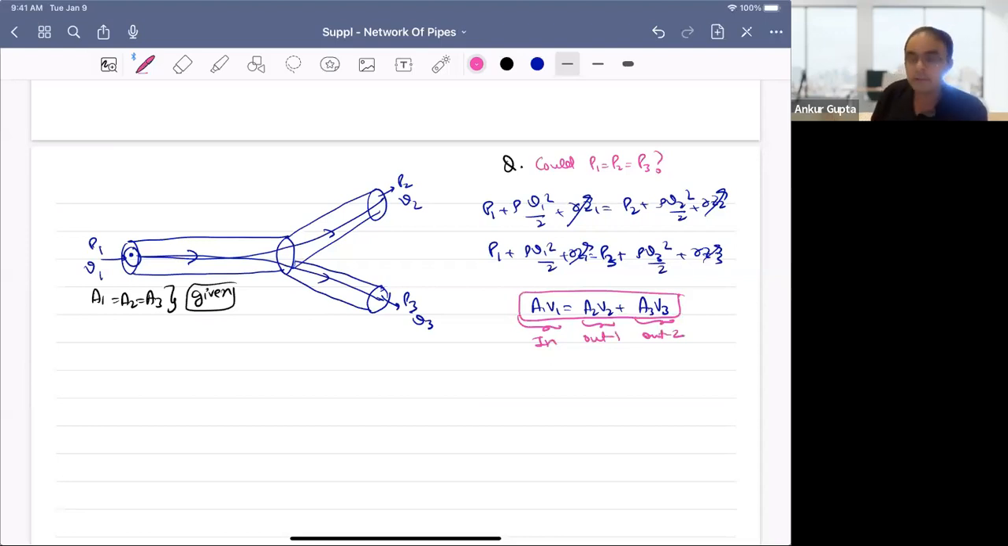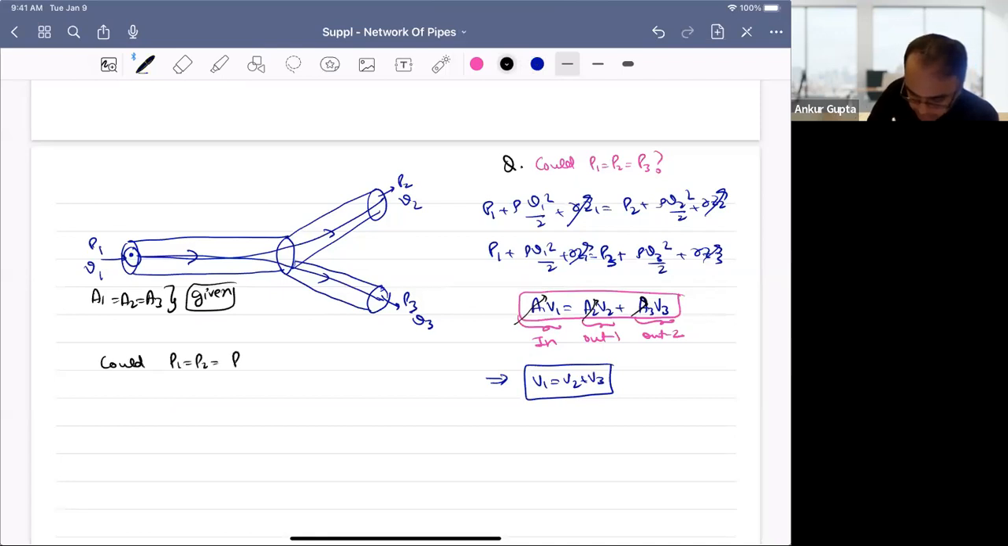So we get this, and we have been given that A1 is equal to A2 is equal to A3. So this implies in this case V1 is equal to V2 plus V3. Okay, so that's what we have been given. Now, how do we go from here to what the question is asking? The question is saying, could P1 be equal to P2 be equal to P3? Okay, so the question is could P1 equal P2 equal P3, right?